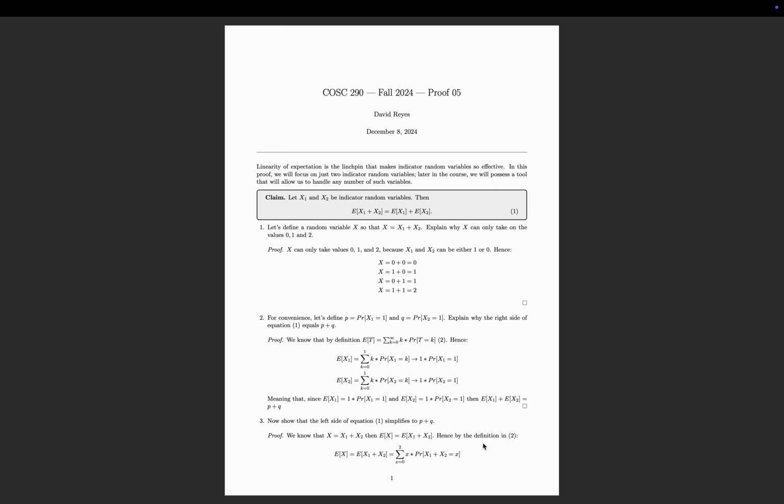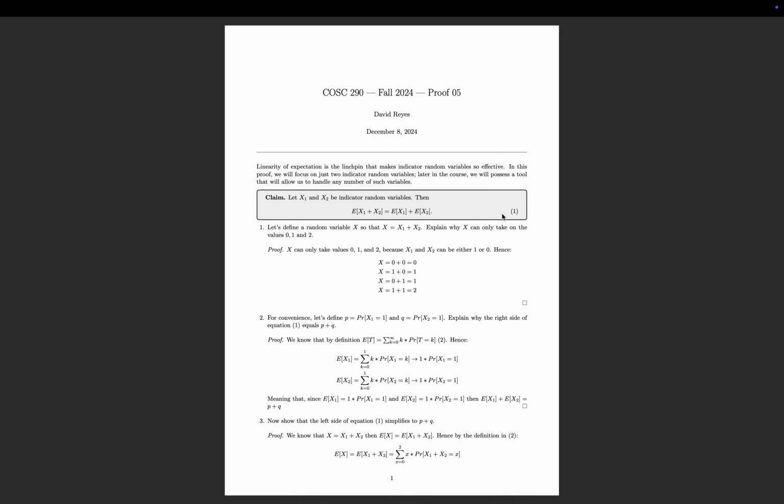Today I'm just going to walk you through my proof of linearity of expectations. First, we start with the claim: let x1 and x2 be indicator random variables. Then the expected value of x1 plus x2 is equal to the expected value of x1 plus the expected value of x2. First, we start by defining a random variable x so that x is equal to x1 plus x2.